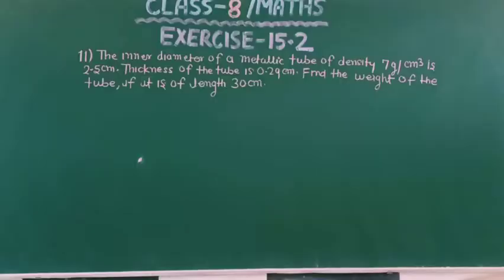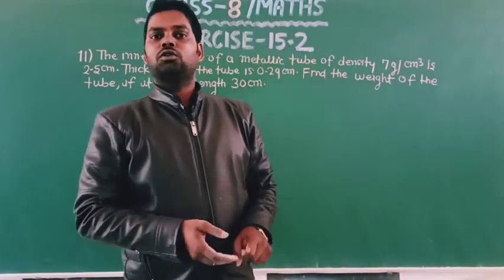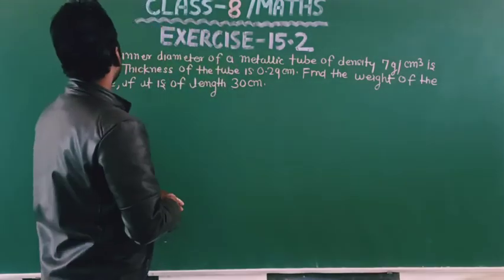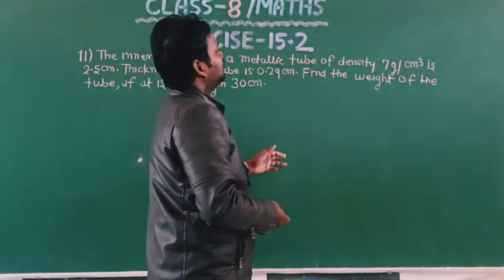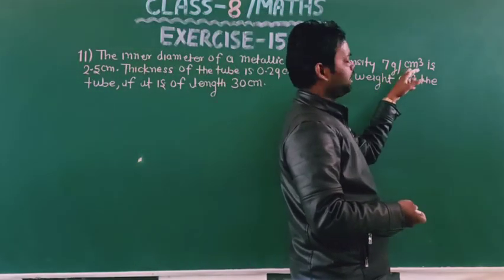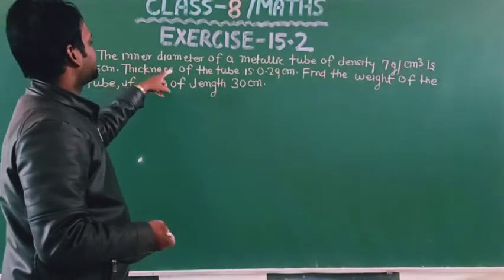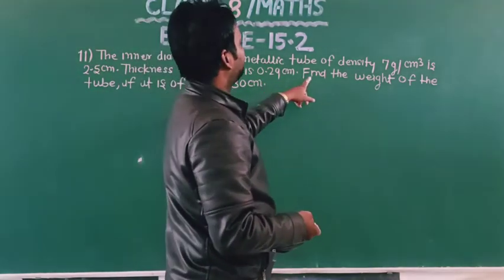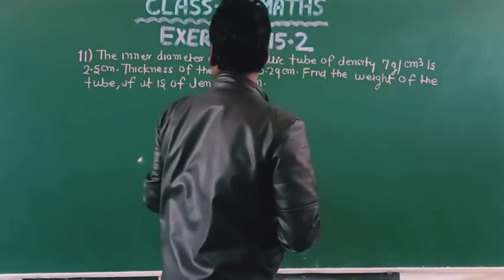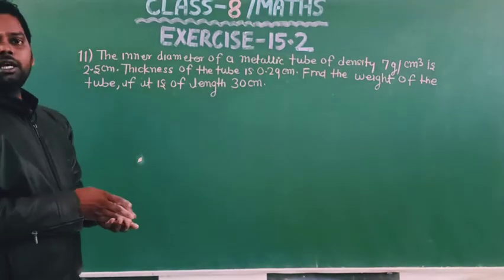Okay student, now move to question number 11. In this question it has been said that the inner diameter of a metallic tube of density 7 gram per centimeter cube is 2.5 centimeter. Thickness of the tube is 0.29 centimeter. Find the weight of the tube if it is of length 30 centimeter.